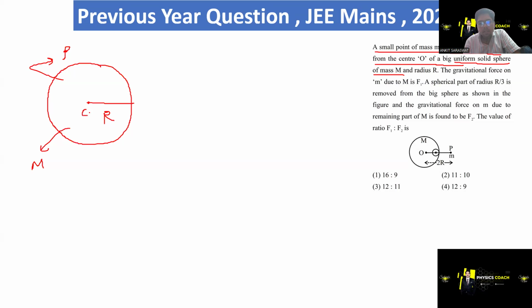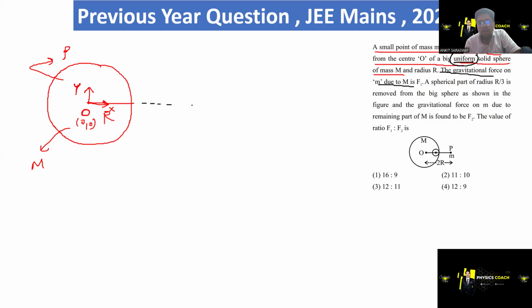This is the center, you can say origin, with x and y axes like this. Clear? Next, what they are saying: big uniform sphere. Uniform means its density is uniform, it is not varying. Rho is constant. The gravitational force on mass m due to the sphere is F1.